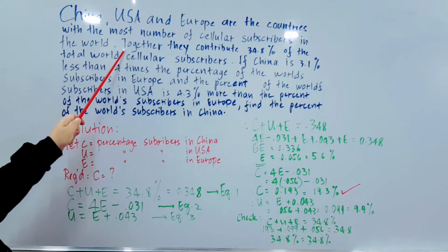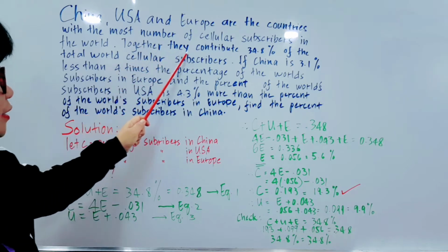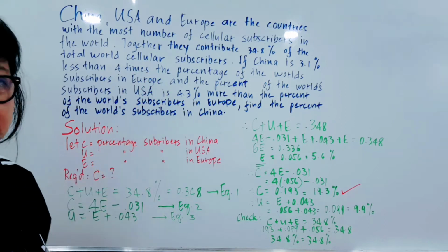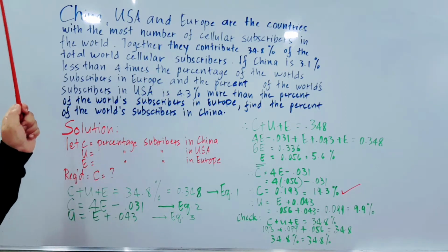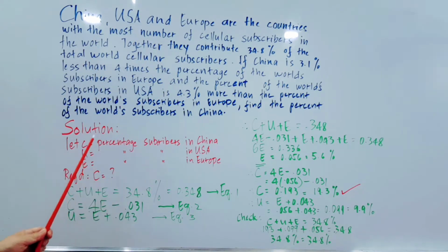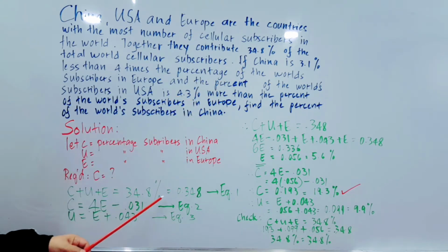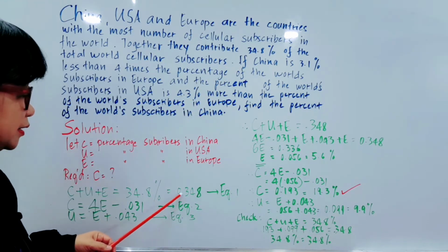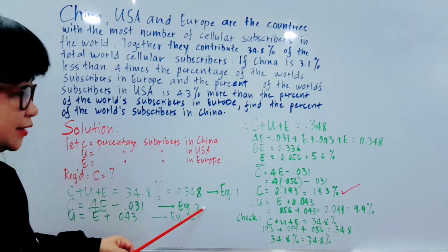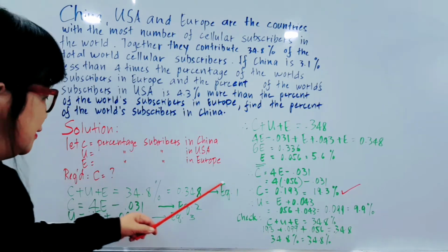So, dito, first, together, they contribute 34.8% of the world total cellular subscribers. That means, ang percentage ng China plus the percentage of USA plus the percentage of Europe is equal to 34.8%. So, ganito rin natin i-represent. C plus U plus E is equal to 34.8%. Or, if you will change it to the decimal number, you have to divide it by 100. It will be 0.348. So, meron na tayong equation 1.